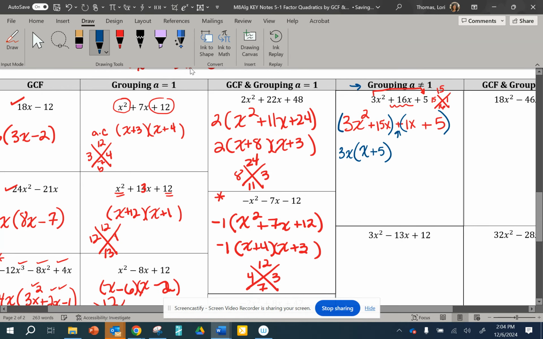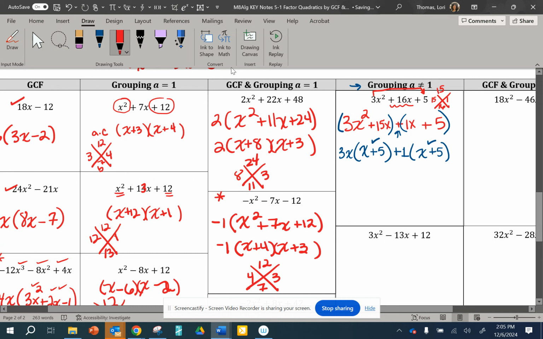Now don't lose your operator here, so we're going to factor out a positive GCF of 1 here. So this is going to be a GCF of 1, and when I factor out 1 from 1x, I get 1x, and when I factor 1 from 5, I get positive 5. This is a checkpoint. When these are the same, we know we're on the right track.